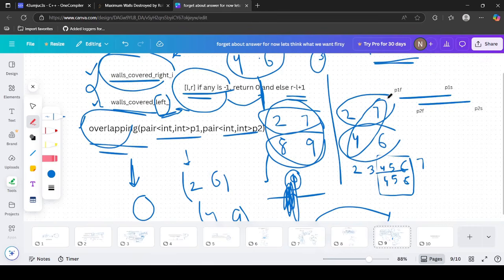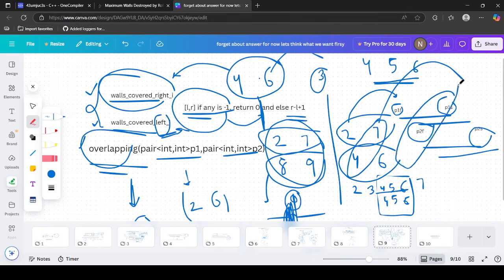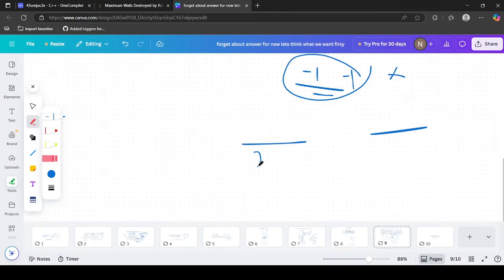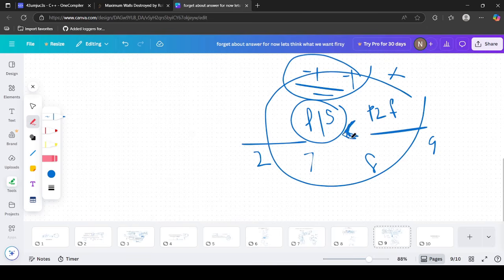So how can we find that? We have two pairs and we have to find the overlapping. Let's assume this is the first point of pair 1, which is 2 here, and the second point of pair 1, which is 7, and similarly P2F and P2S. Given these two, how can we find whether they are overlapping or not? We can just observe P1S and P2F. For example, if it's 2 to 7 and 8 to 9, so 2, 7, 8, 9, this is P1F, P1S, the second coordinate of the first pair, and this is P2 first. If P2 first is greater than P1 second, it means there is no overlapping, right?